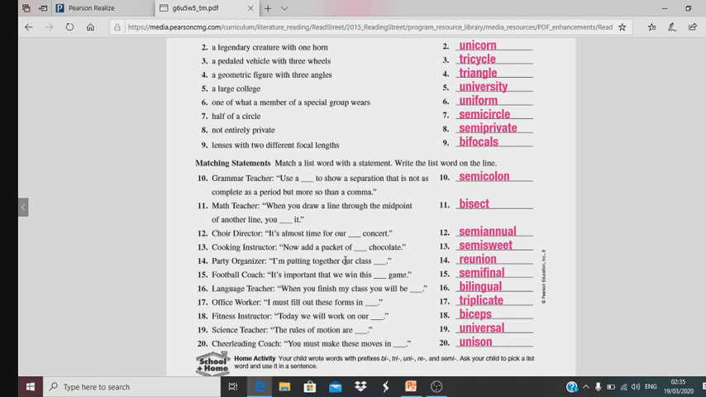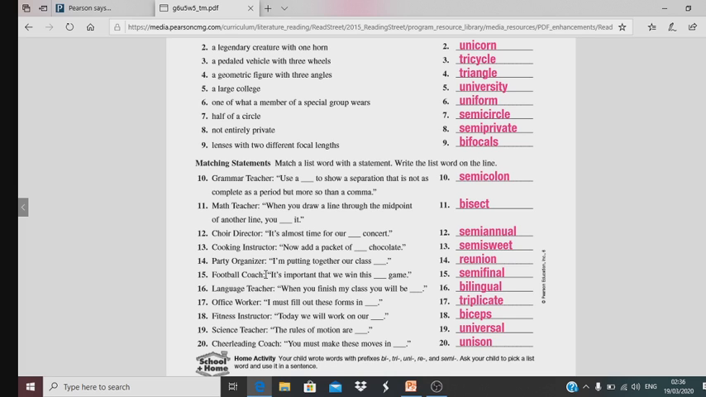Party organizer: I'm putting together our class. So our class, you know, if you are now in high school and you need to meet your classmates from high school or from middle school, so we call it what? A school or a class reunion. It means that you are gonna see each other and meet each other again.